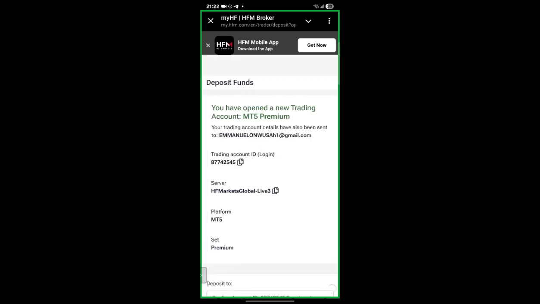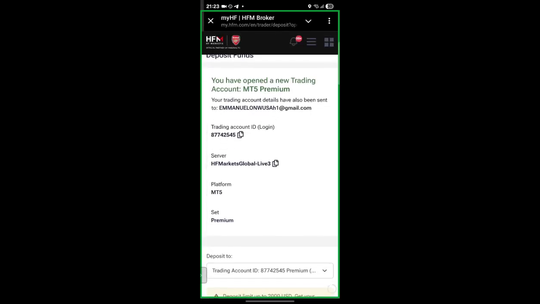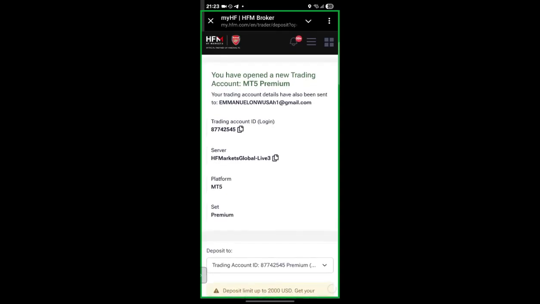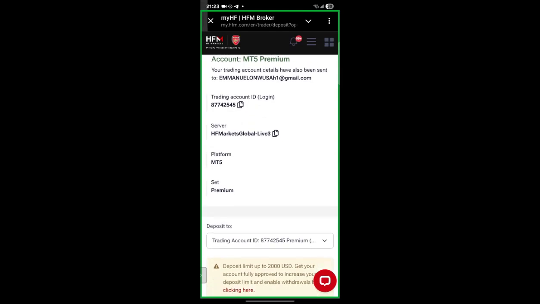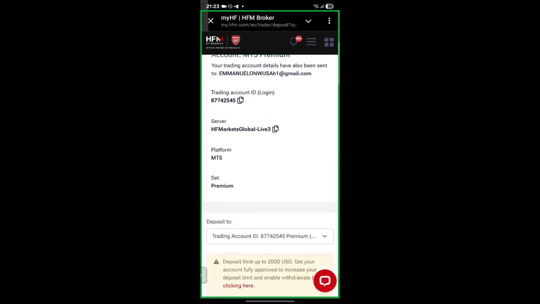So after you've opened the account, this is your details, which you're going to use to log into your MT5. Are you with me? This is what you're going to use to log into your MT5.